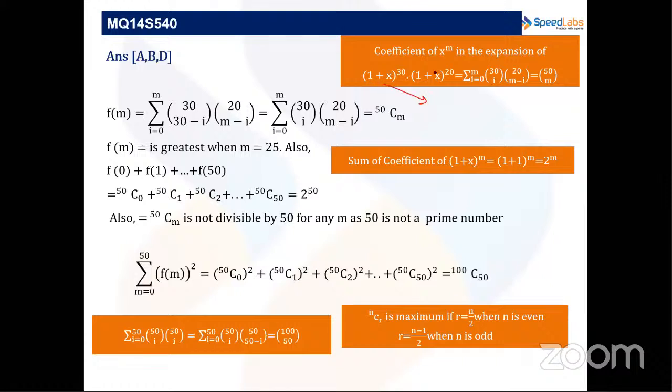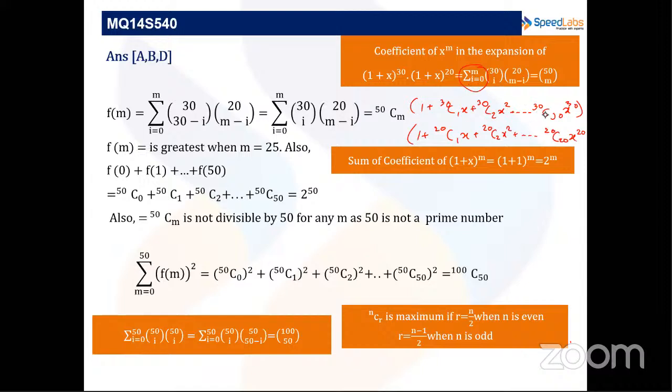The general term will be 30c. We can write the expansion as 1 plus 30c1 x plus 30c2 x square plus so on up to 30c30 x to the power 30, and in this, 1 plus 20c1 x plus 20c2 x square plus so on up to 20c20 x to the power 20. If we take i from 0 to m, that will be 30cm in the end.